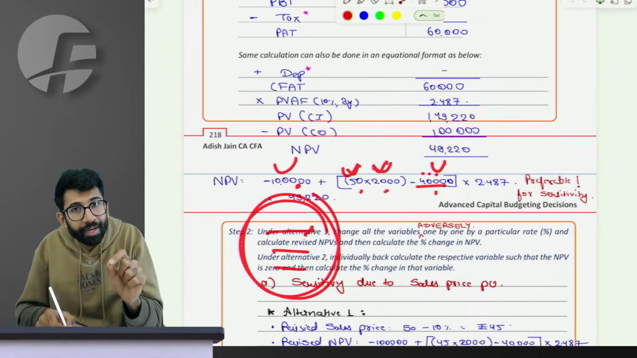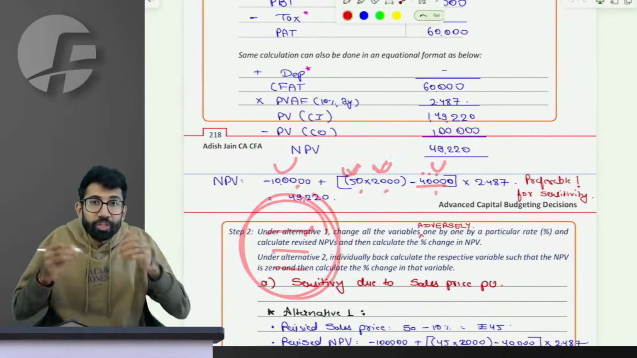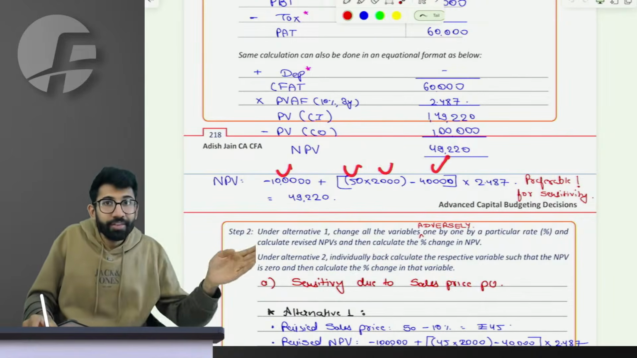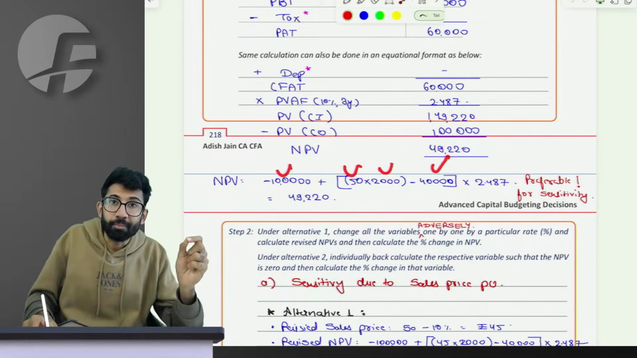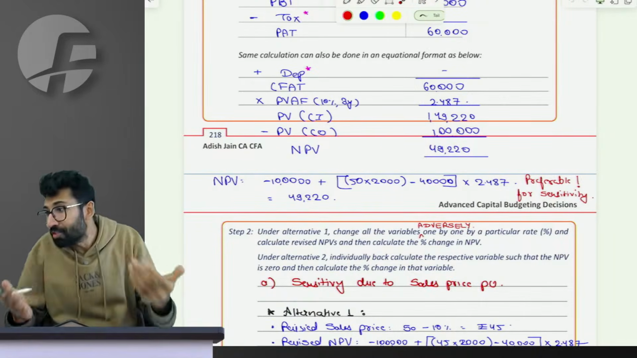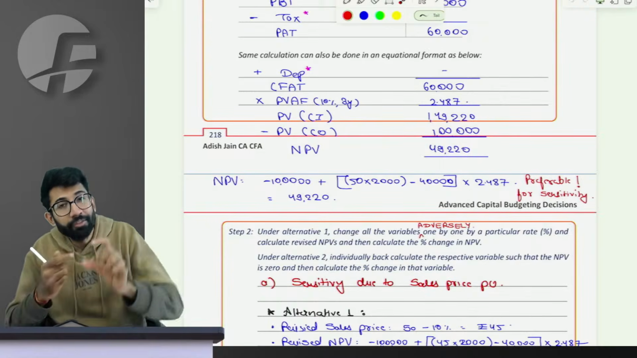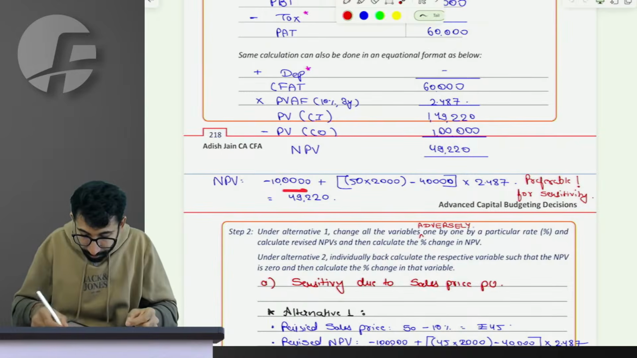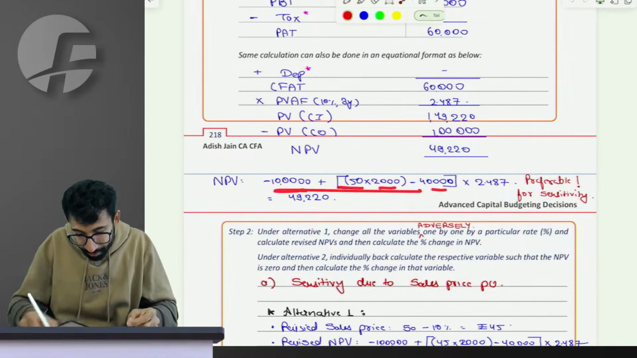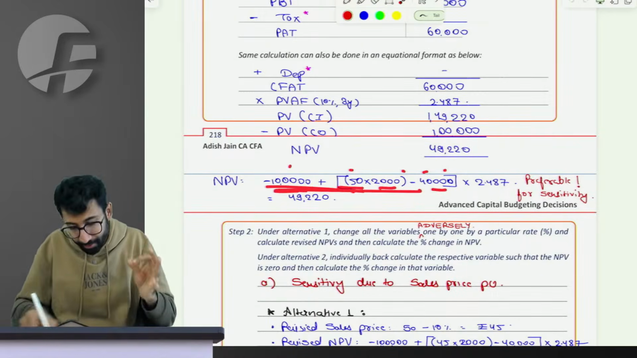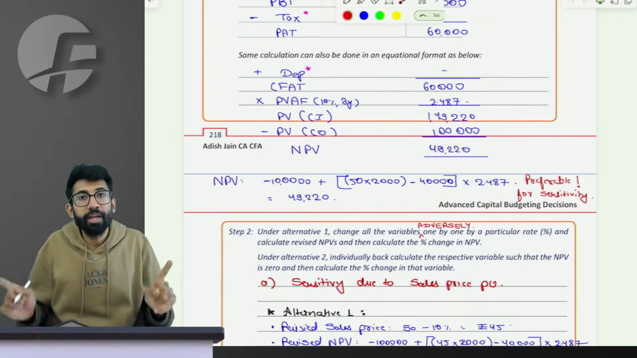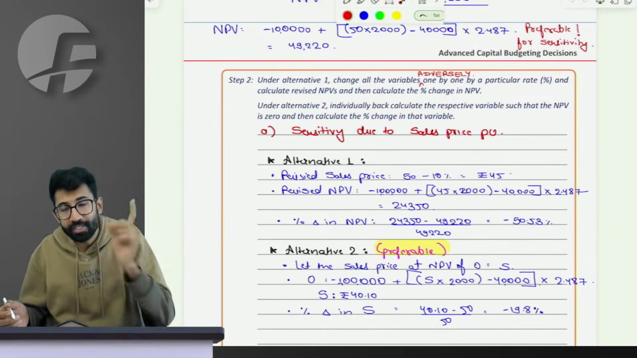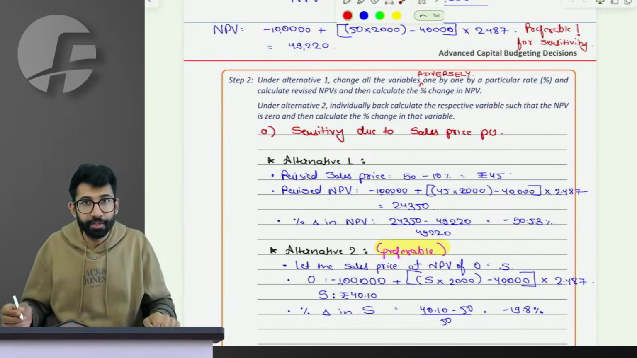So we want to find out to which particular variable among all these variables NPV is most sensitive. NPV will change by the most percentage if the same percentage change is applied to these variables. That is sensitivity analysis. The way to solve it is really simple. Actually, there are two alternatives. First I'll teach alternative 1, then I'll teach alternative 2.